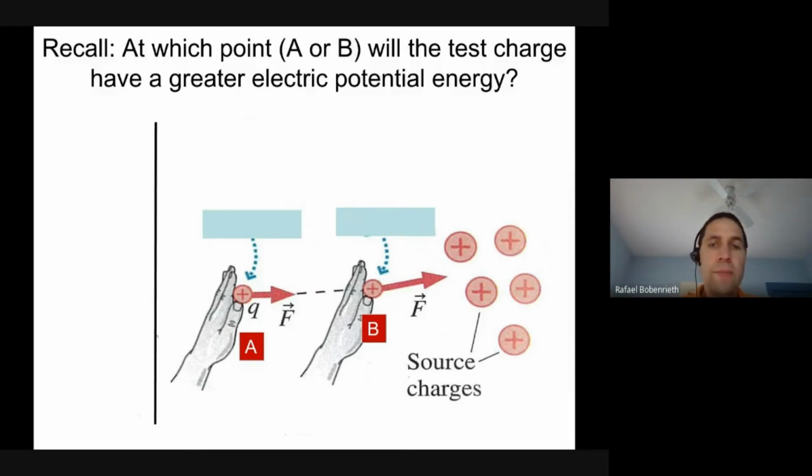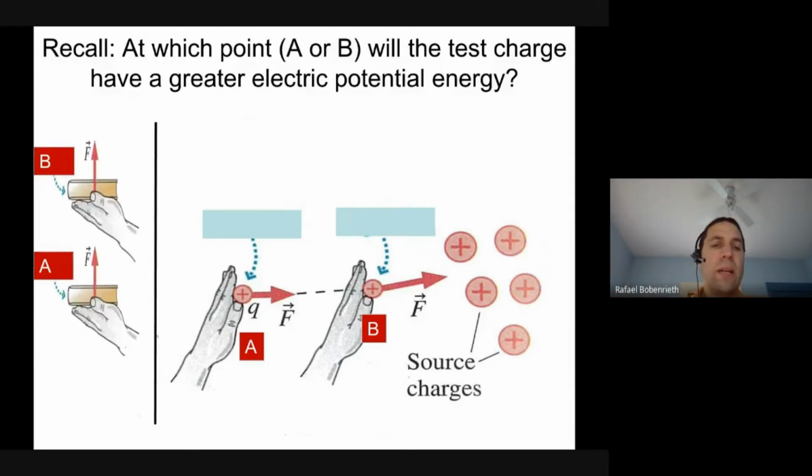If you're struggling, here's an analogy that I want to go back to. Let's say I have a textbook in my hand, and notice I have a textbook at point A, and then I push up that textbook to point B. If I asked you the question, at which point, A or B, does the textbook have greater gravitational potential energy? I think most of your answers, hopefully, would be that the textbook has a greater gravitational potential energy at point B, assuming we're near the surface of the Earth, because it's higher up in that gravitational field, and we know the higher it is, the more gravitational potential energy it has.